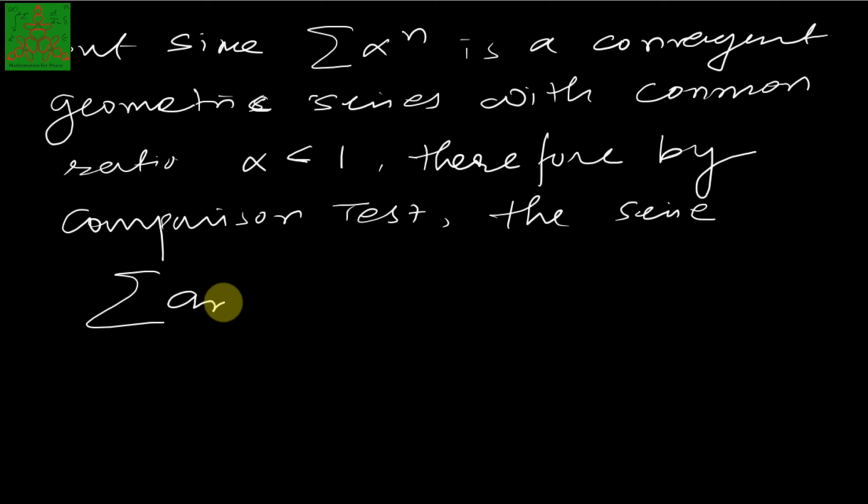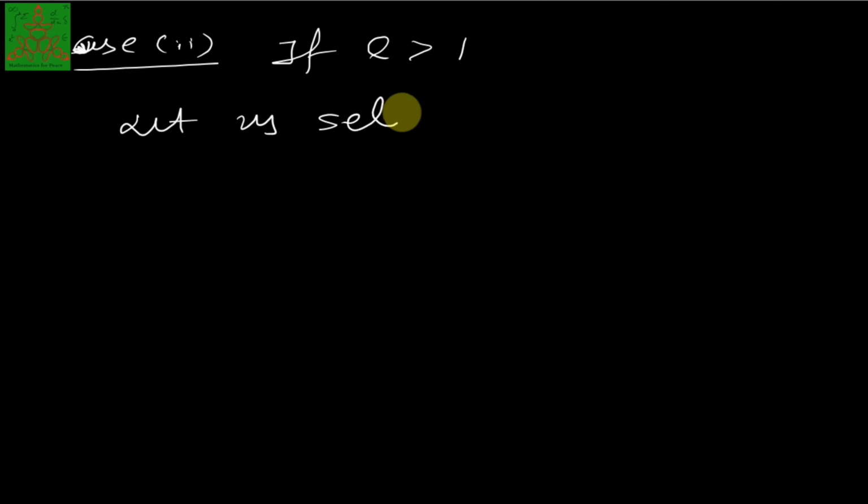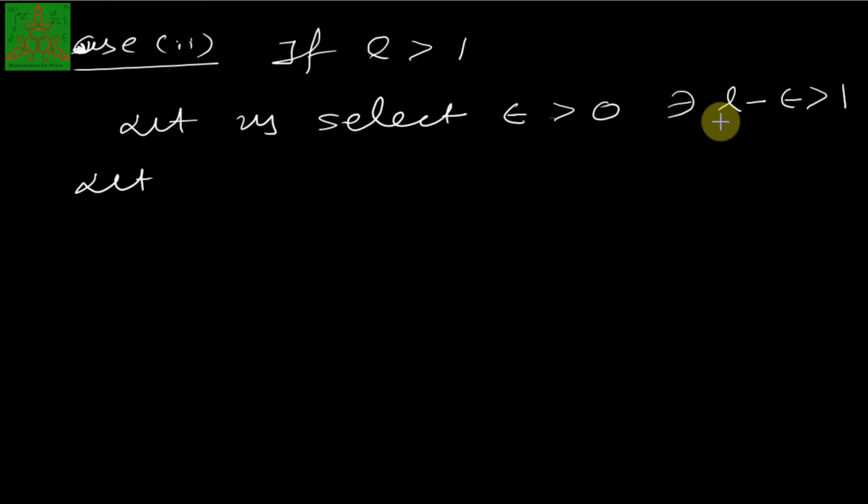Now case number 2, in which the value of L is greater than 1. Since the value of L is greater than 1, we can choose some epsilon by the property of real numbers such that L minus epsilon is also greater than 1. Let us select epsilon greater than 0 such that L minus epsilon is greater than 1. Let us choose this L minus epsilon as beta, and this beta value is greater than 1.